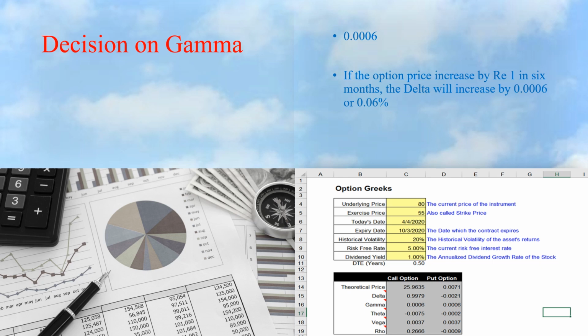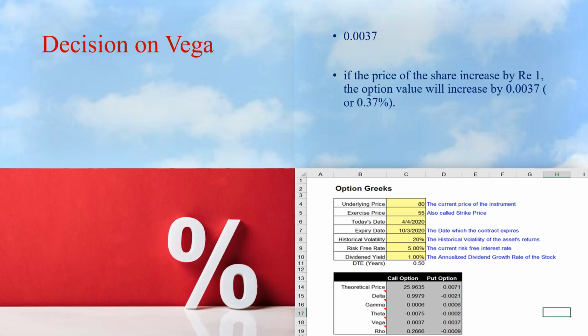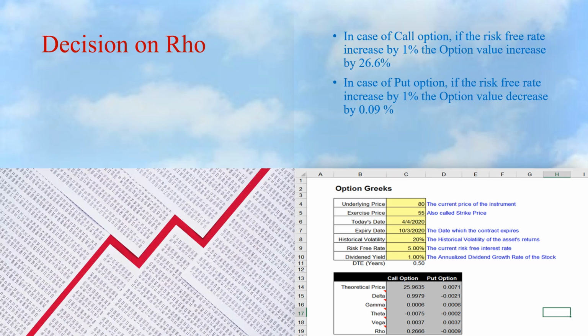That is the decision based upon the gamma. Vega, if the price increases by 1, the option value will also increase by 0.37%. Rho depends upon the risk-free rate. So if the risk-free rate increases by 1%, the option value will increase by 26%. That is how we are taking the decision based upon the option Greeks.